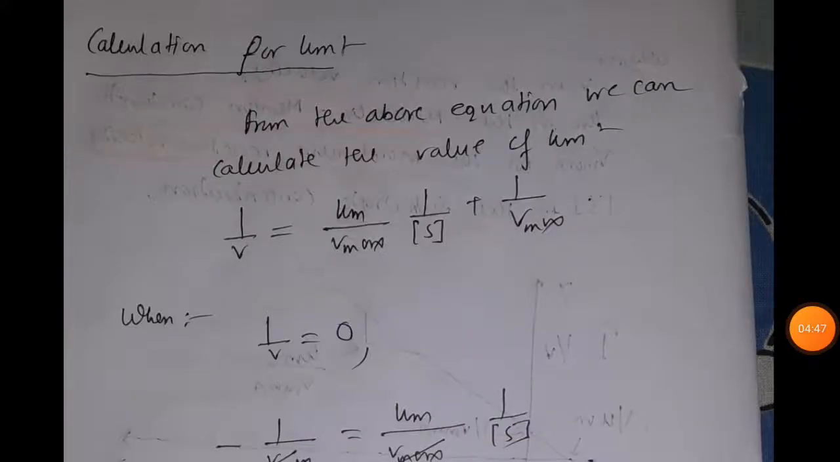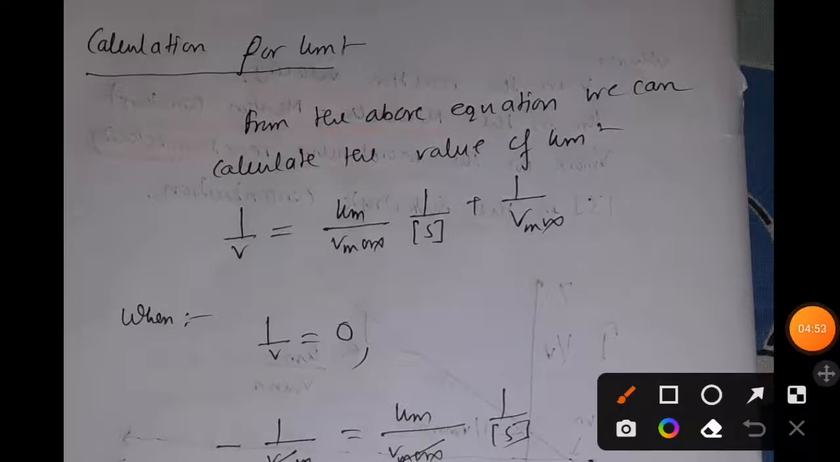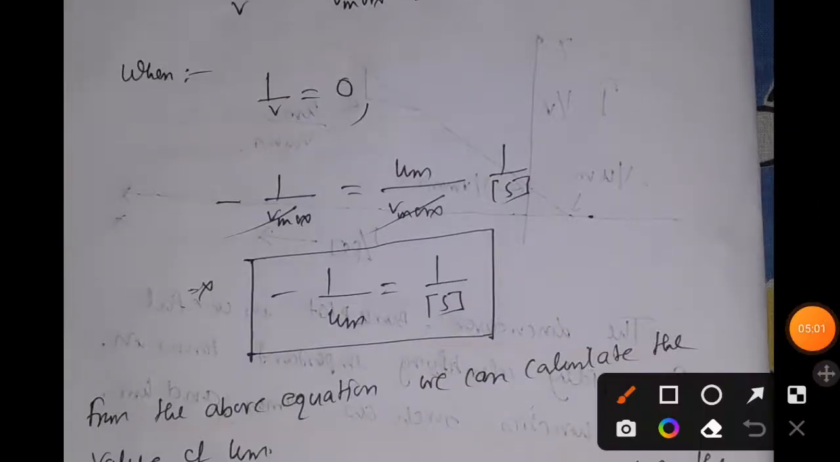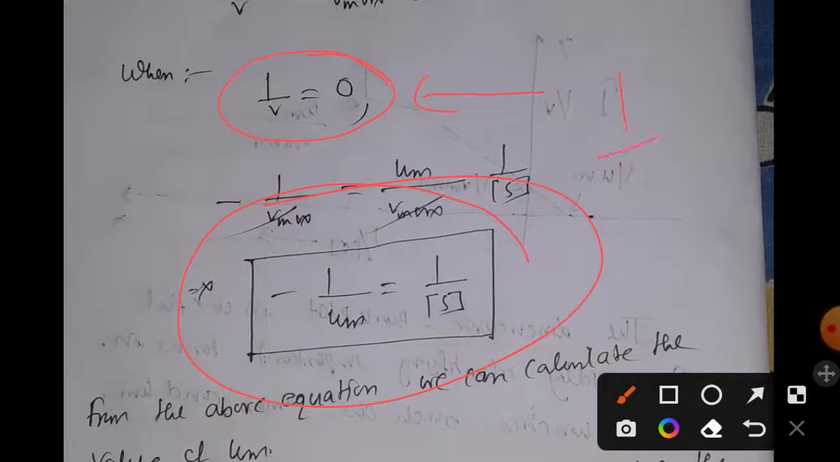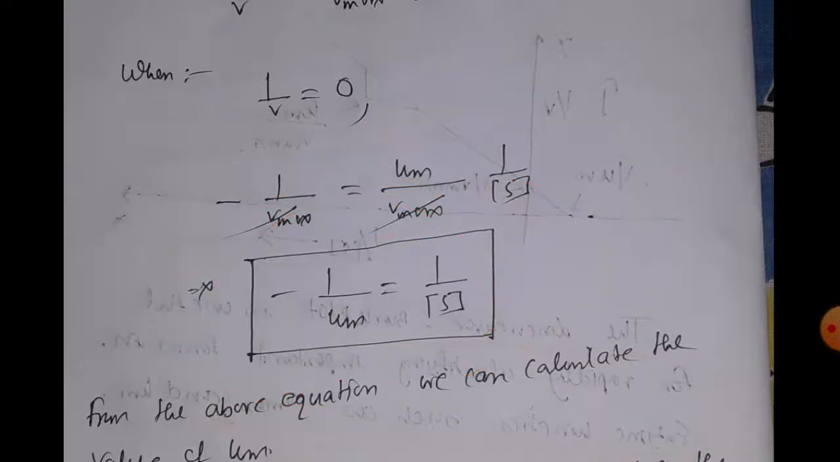Now let's talk about the calculation of Km. How can we calculate the value of Km? In the Lineweaver-Burk plot equation, if we take 1 by v as 0, then minus 1 by Km will be equal to 1 by substrate concentration. So when they provide that 1 by V is equal to 0, you can calculate the value of Km with the help of this formula.